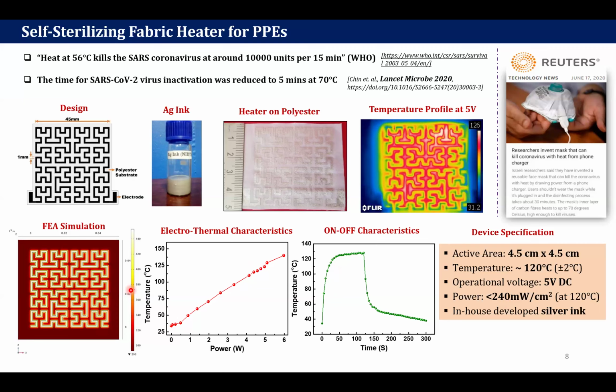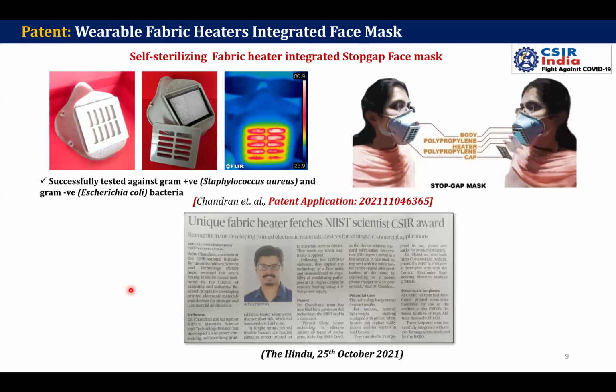Various design and simulation studies accompanied this study, and that has led to the development of self-sterilizing fabric heaters. Then we integrated these self-sterilizing fabric heaters into a stopgap kind of face mask and successfully tested it against gram-positive and gram-negative bacteria. You can see the various layers of these heaters, developed using 3D printing. This is called a stopgap face mask. This is a patented technology, a wearable fabric heaters integrated face mask.